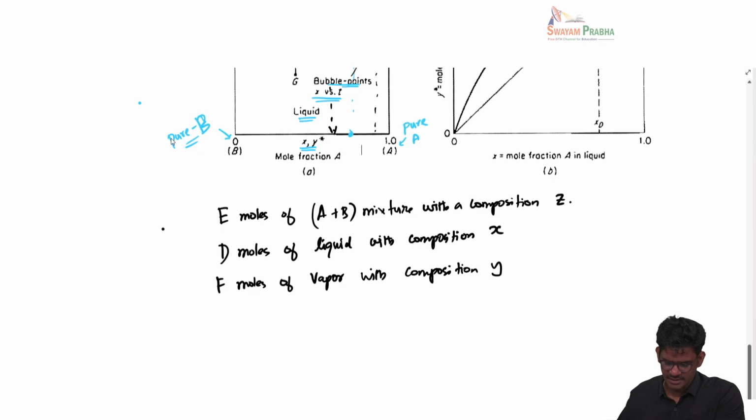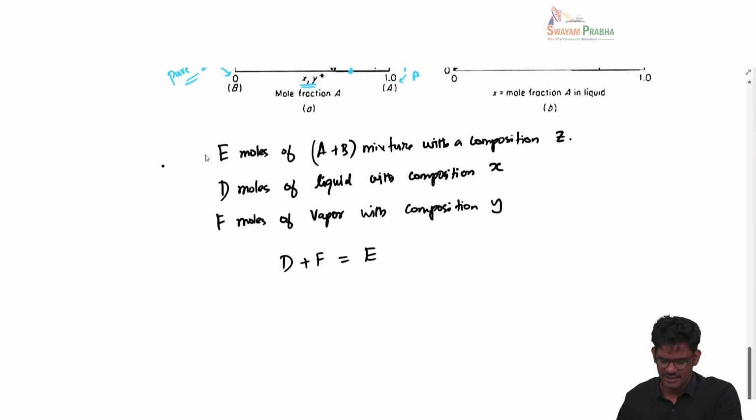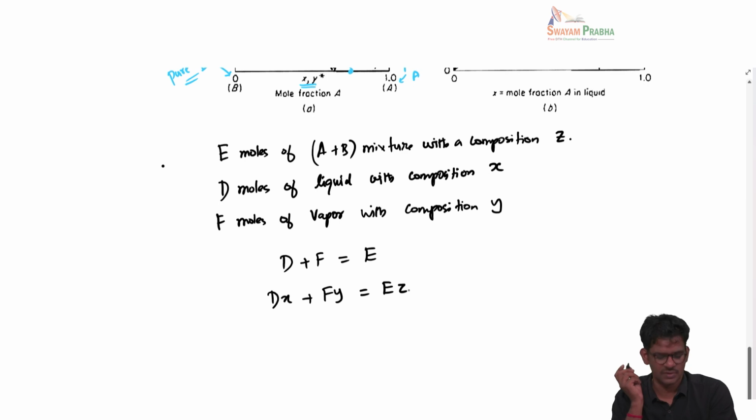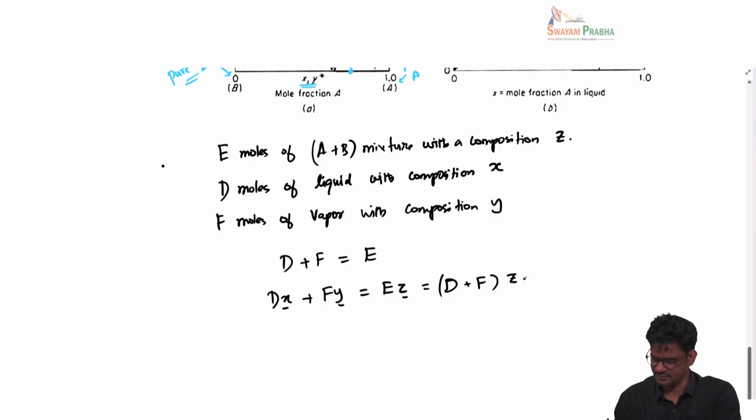Now, you can write a total balance that D plus F should be equal to E, and then you can also do a species balance that D times X plus F times Y should be equal to E times Z. X, Y, Z are all compositions in the liquid, vapor and in the mixture. Now, I can replace E with D plus F times Z.